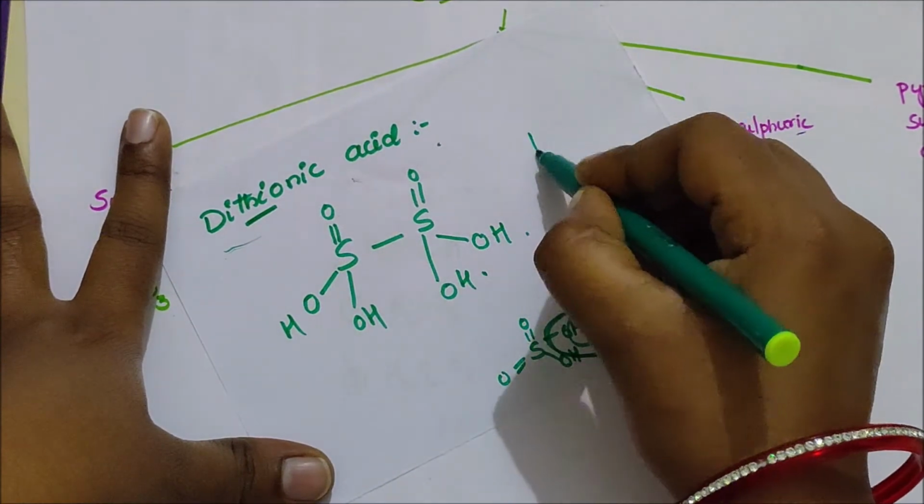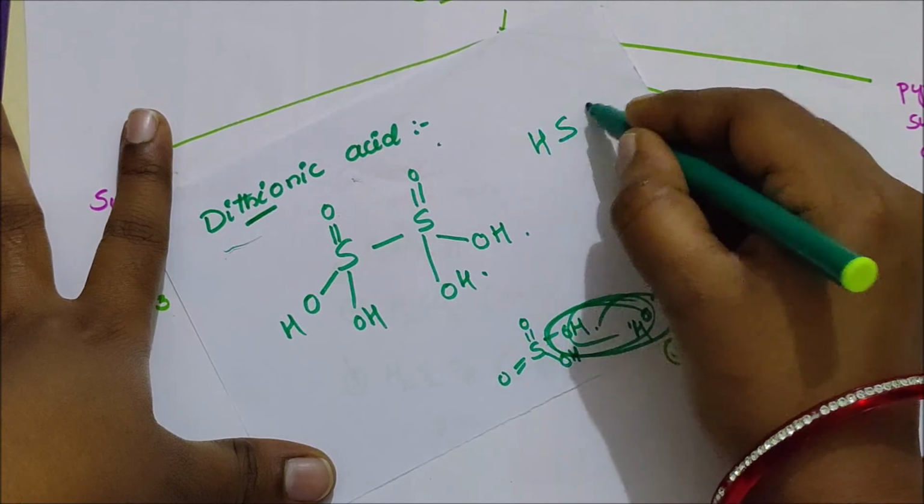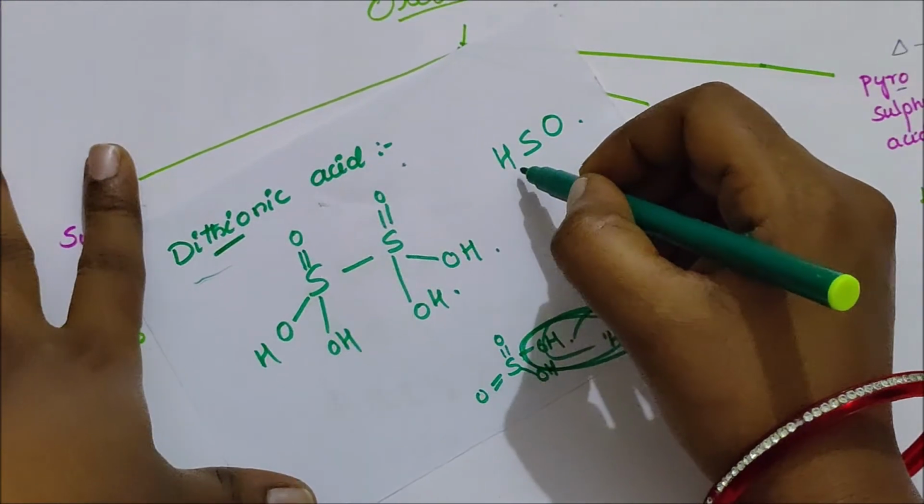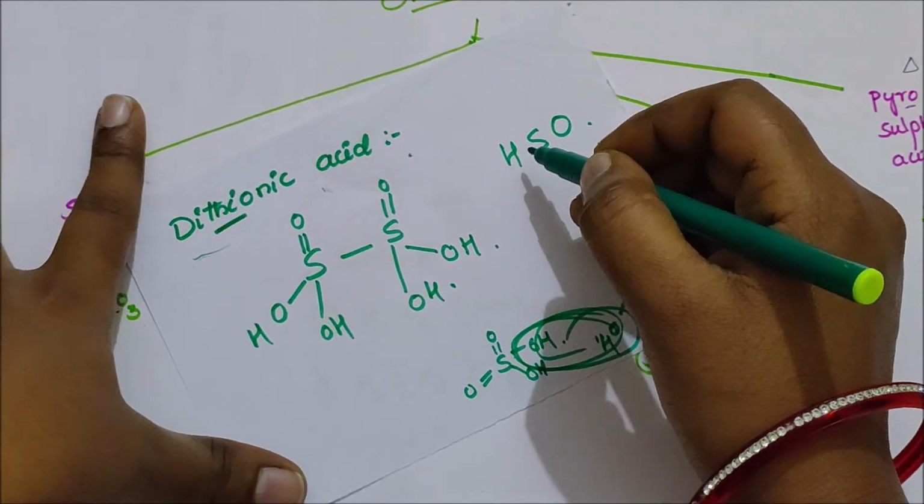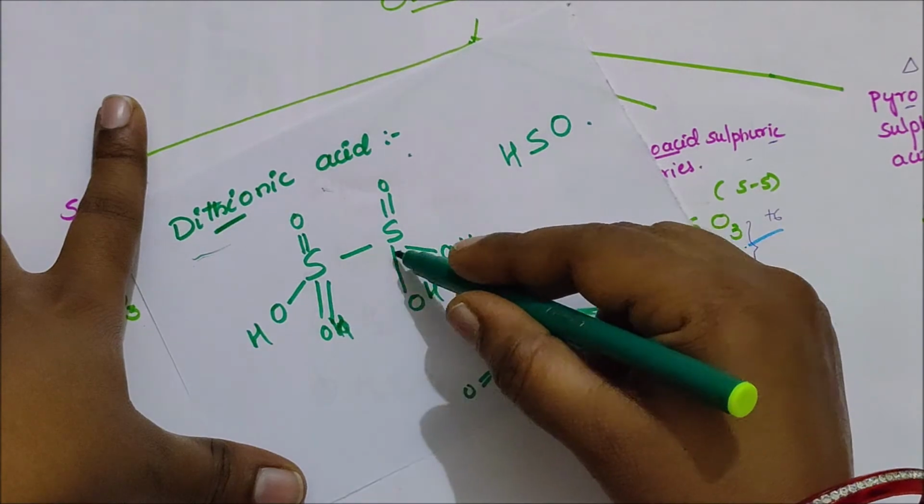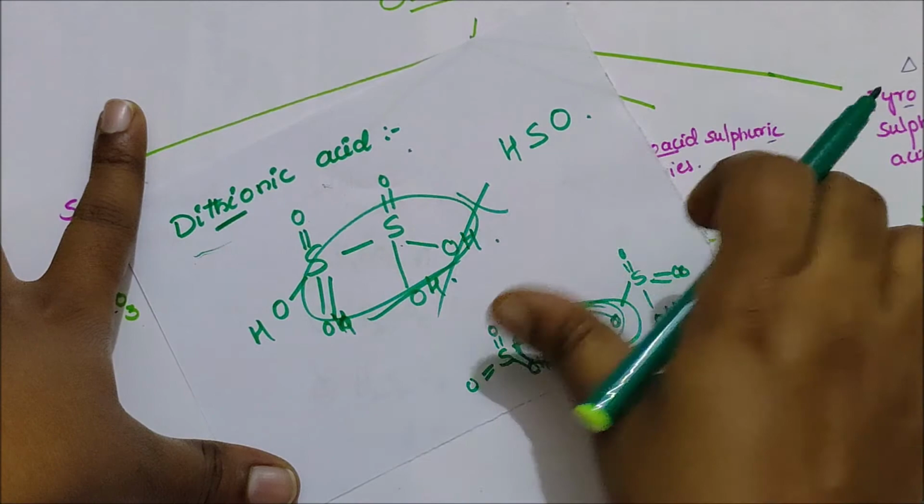Now the chemical formula can be written as HSO. How many hydrogens are present? 2 hydrogens are present. Sorry, the dithionic acid structure is, this is not correct.